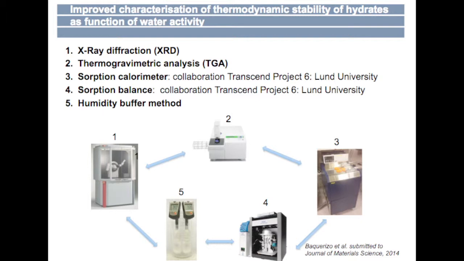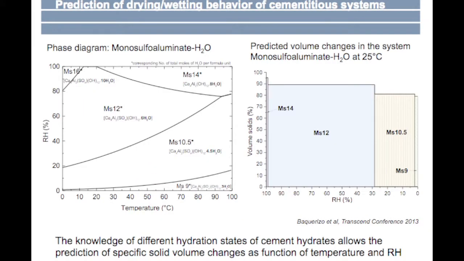And finally, we could derive phase diagrams that are shown here, like for monosulfoaluminate-water, and you can see as a function of temperature and relative humidity, we can have different hydration states, which are all related to different specific solid volumes. And basically, now having that in the thermodynamic code, we can predict these volume changes. And this is, I think, a step forward, because I think it's very helpful also in the future if we extend these kinds of studies to things like CSH, etc., to better understand shrinkage of cementitious materials.